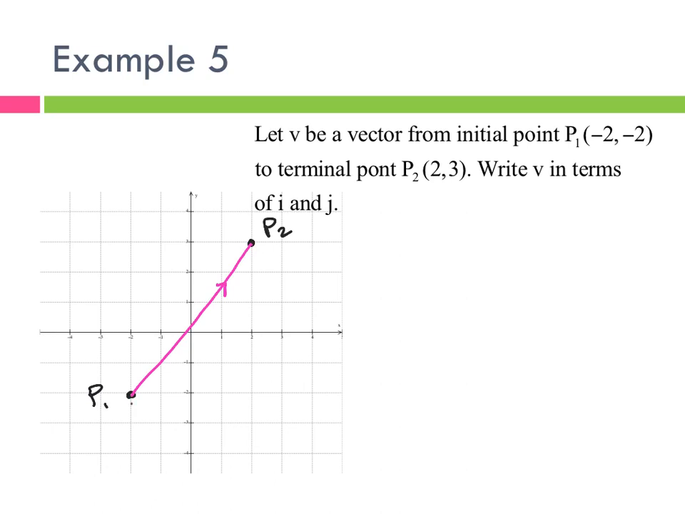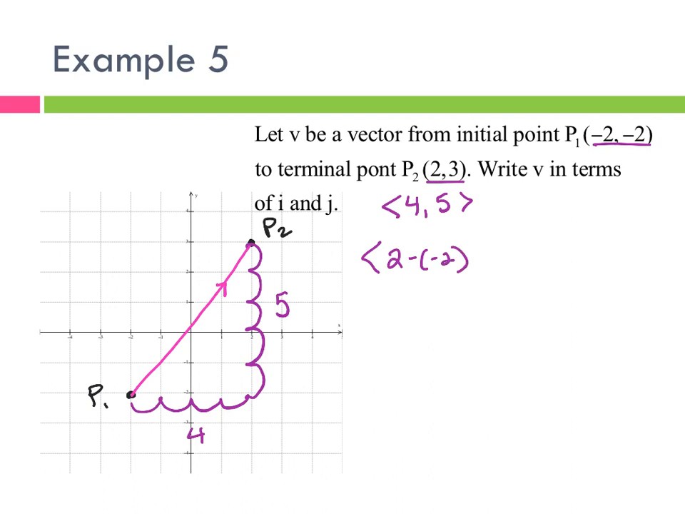I have two choices. Count it. 1, 2, 3, 4. That's a change in X. 1, 2, 3, 4, 5. That's the change in Y. So it'd be <4, 5>. Or use the points here. I'd get 2 minus negative 2, 3 minus negative 2. Remember, order matters. This becomes plus, and I get 4, 5. But it says in terms of I and J, and so I would just do 4I plus 5J.